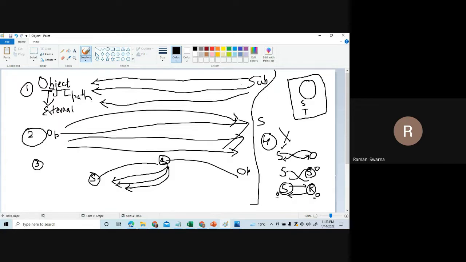Now, here comes the subject. Subject is also present in that external world. However, it is different from the object. These differences always exist between the subject and the object. Now, what happens to that object?